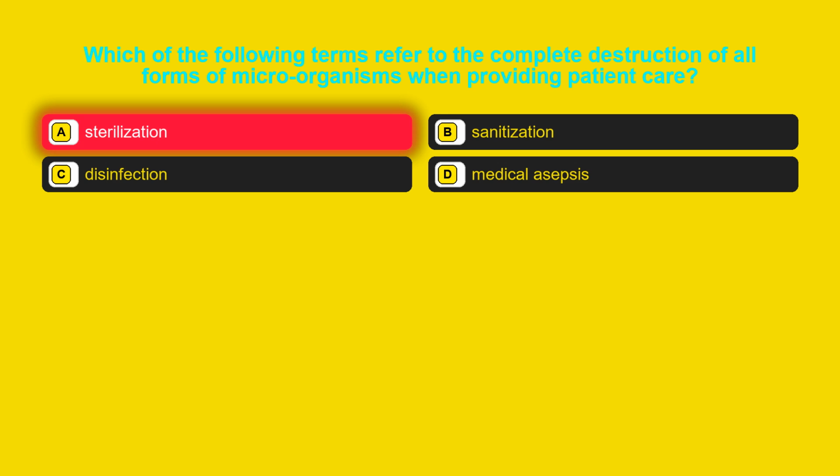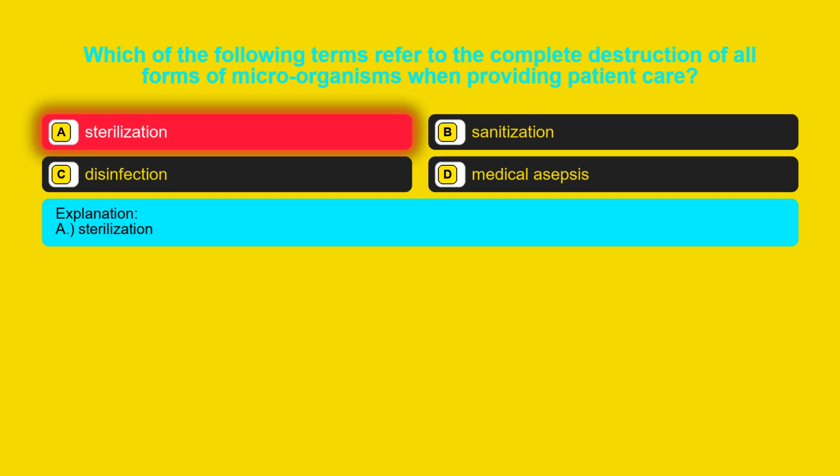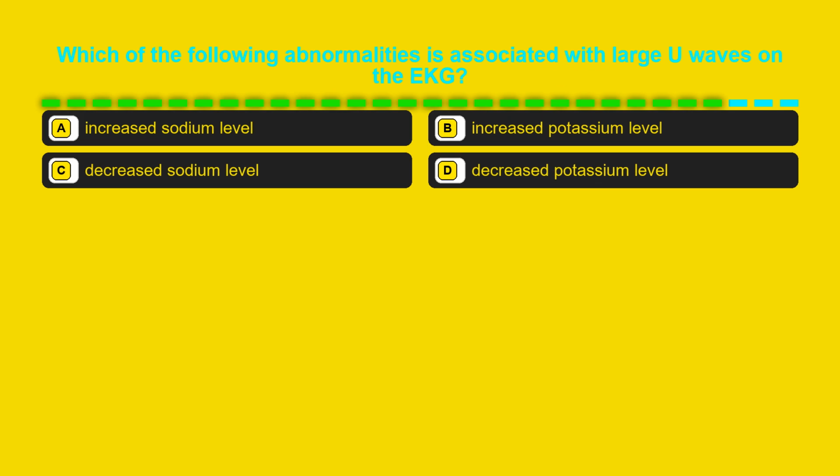The correct answer is option A. Sterilization. Question 54. Which of the following abnormalities is associated with large U waves on the EKG? Option A. Increased sodium level. Option B. Increased potassium level. Option C. Decreased sodium level. Option D. Decreased potassium level.